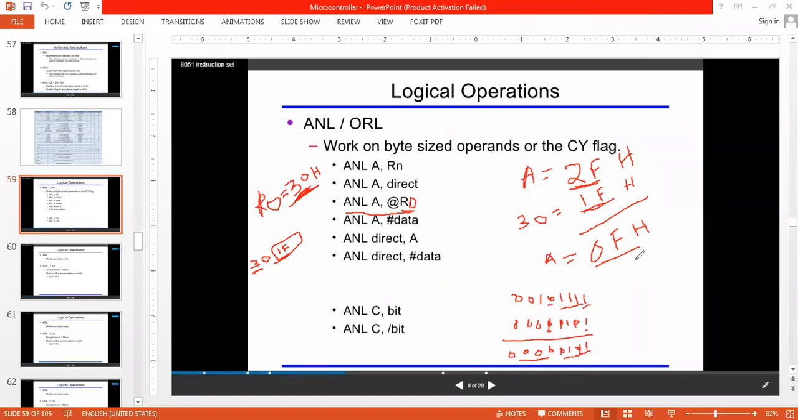Remember the indirect addressing mode where the data is considered as an address. The data is not itself a data, it is an address. Now R0 is having 30H. But because of this at symbol, I should consider the 30H as an address. So what is there inside that address? 1FH. That is going to be ANDed with the accumulator A, and then the result is going to be stored into the accumulator register. Understood, Sumaya?